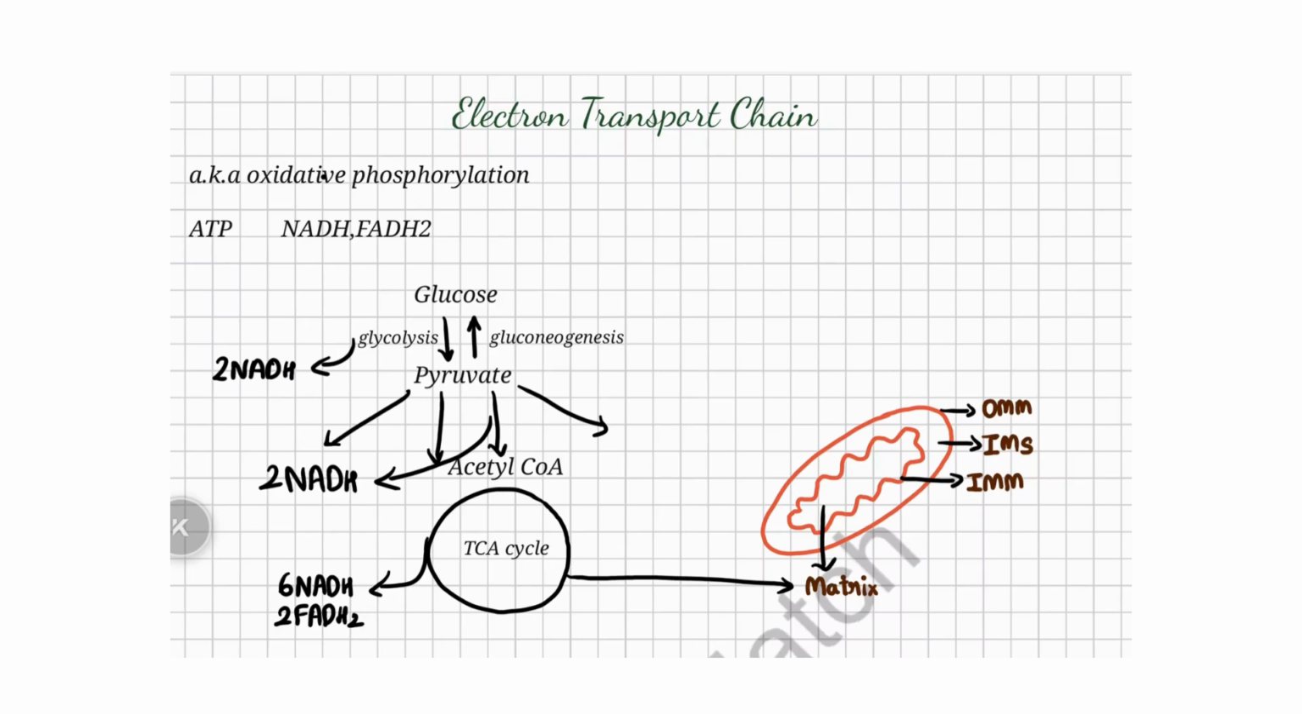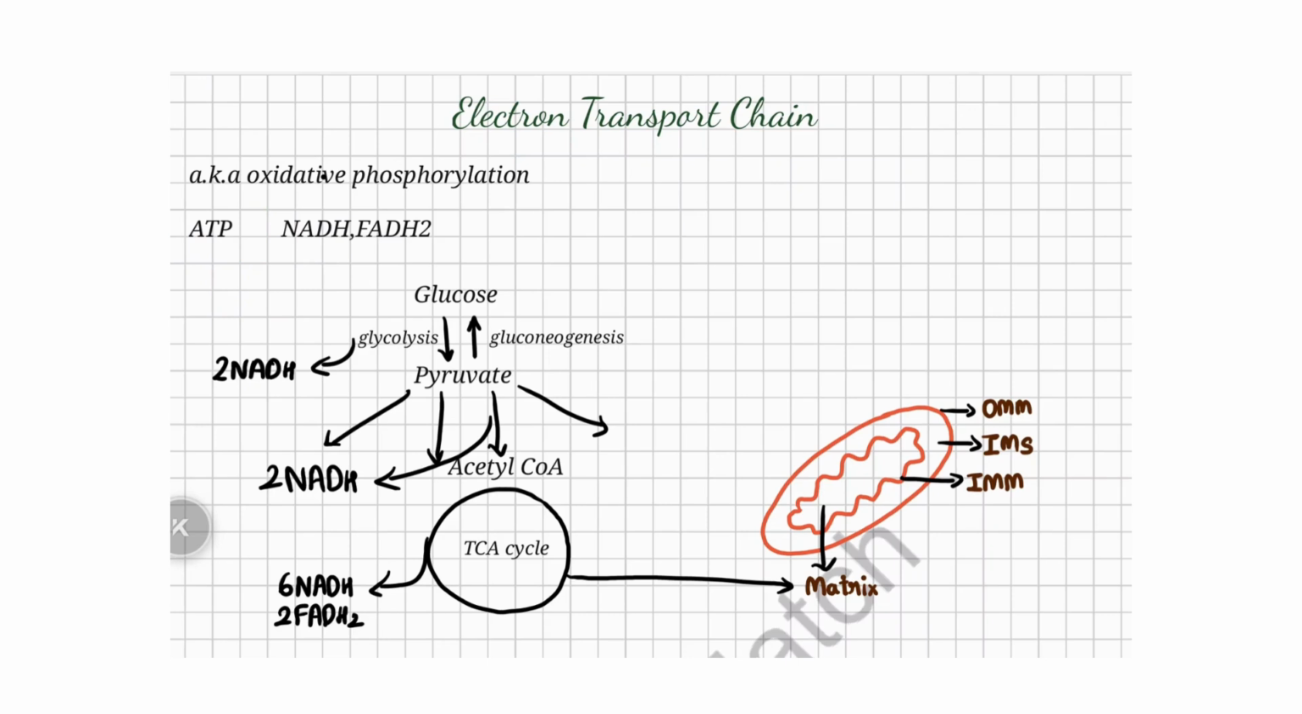So let's talk about the electron transport chain. The electron transport chain is also known as oxidative phosphorylation. And before I tell you the meaning of these two terms, I want you to understand the whole process so that you can come up with your own definition. Now, what's the main function of the electron transport chain? It's to produce molecules of ATP, energy.